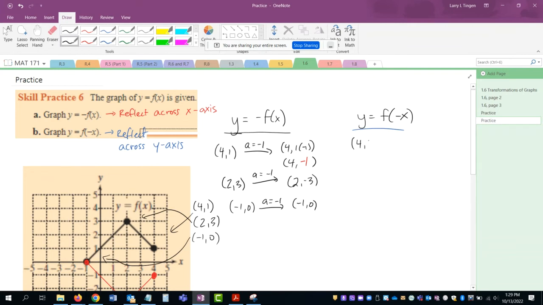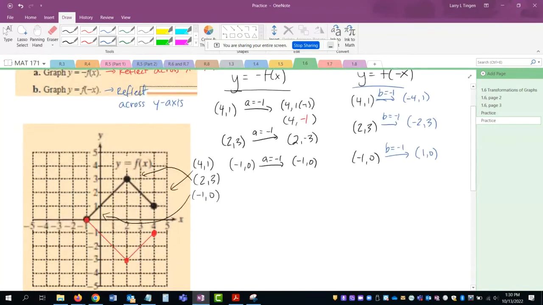So I start out with 4, 1, 2, 3, -1, 0. And what happens in this one? The inside is negative, so B is now -1. So that changes 4, 1 to -4, 1. That changes 2, 3 to -2, 3. And that changes -1, 0 to 1, 0. All 3 of these move.